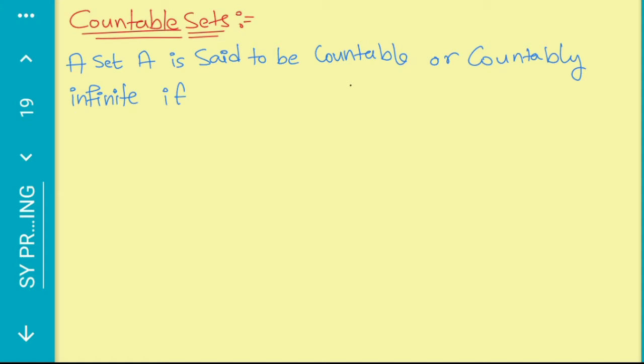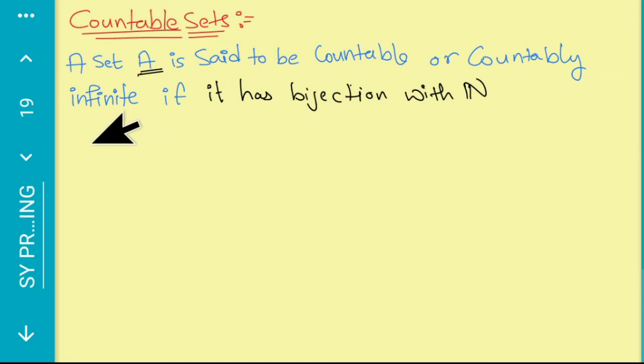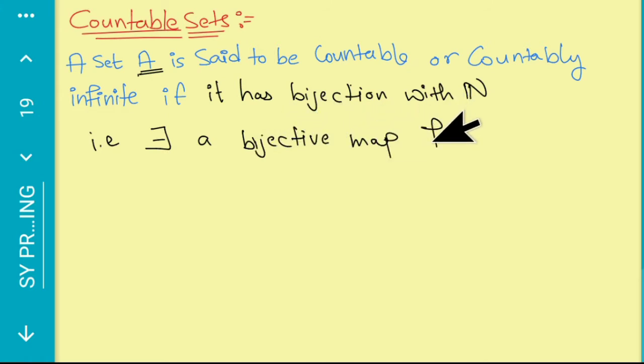A set A is said to be countable, or countably infinite, if it has a bijection with the set of all natural numbers. What is the meaning of this? This means that there exists a bijective map f from A to the set of all natural numbers. You can write it as from N to A, that is also fine.